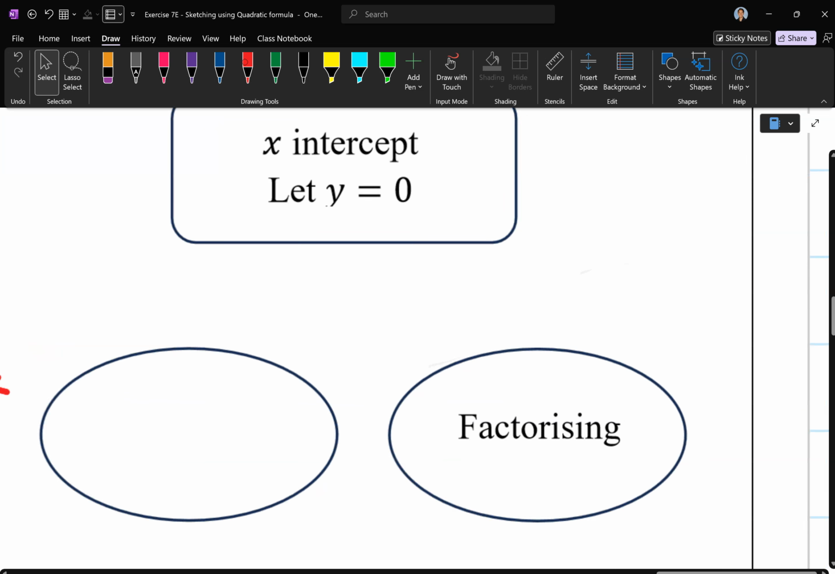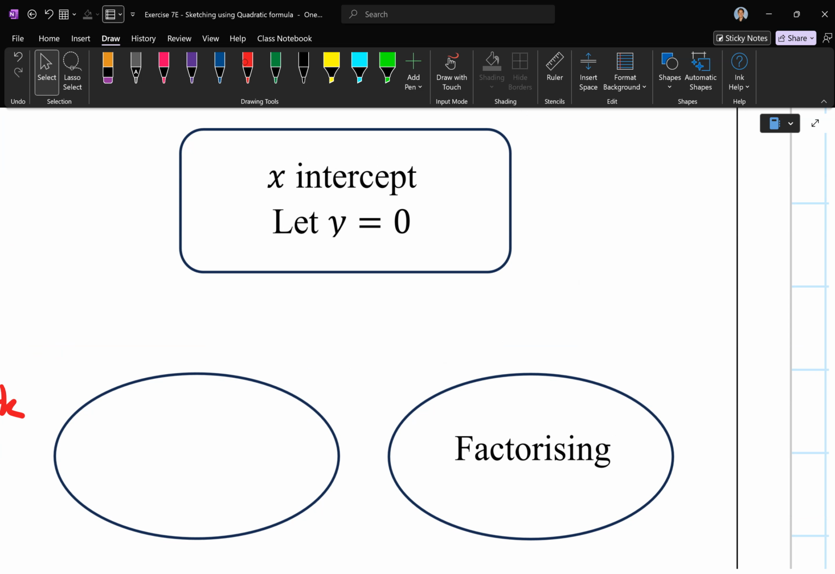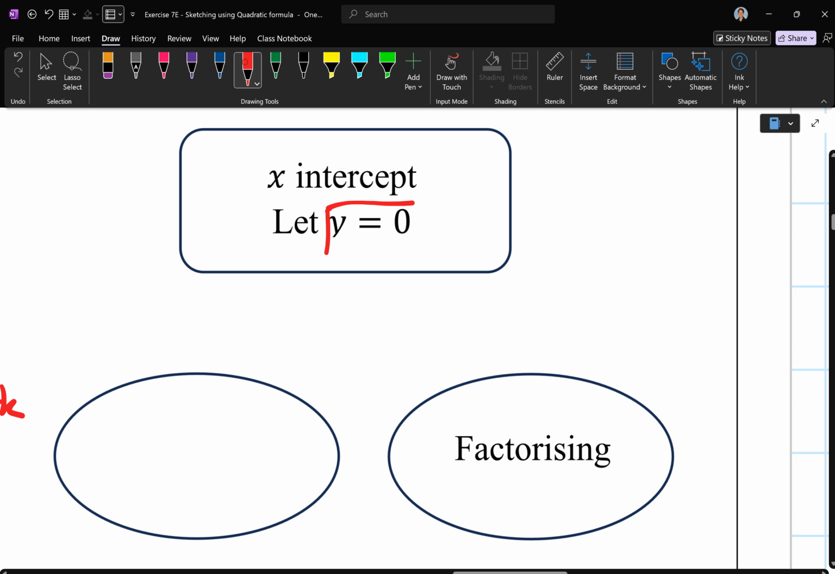Then this is where most of your learning comes from. Exercise 5C, 5D that I emphasized about 4 weeks ago. This is where it comes in. You're trying to find the x-intercept. Let y equal to 0. If this is your equation, y equals ax squared plus bx plus c, your job is to solve when that whole thing equals 0. This is why you needed to learn how to factorize.